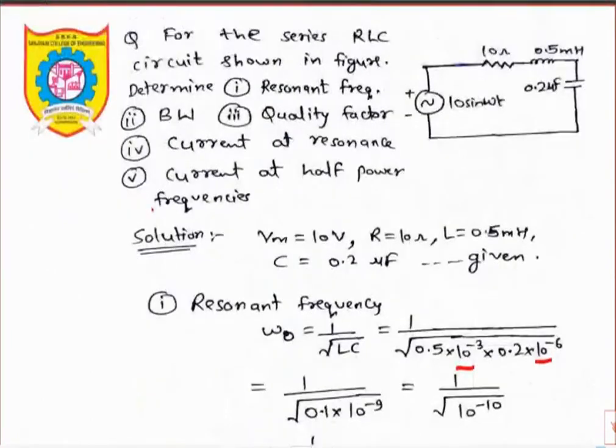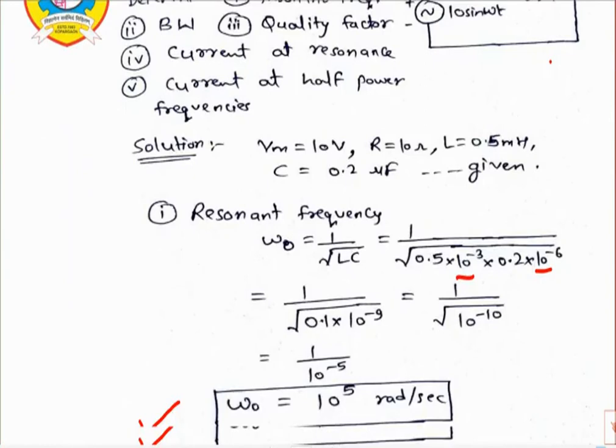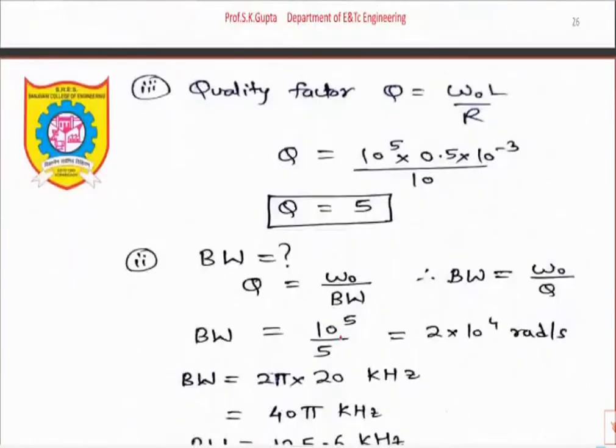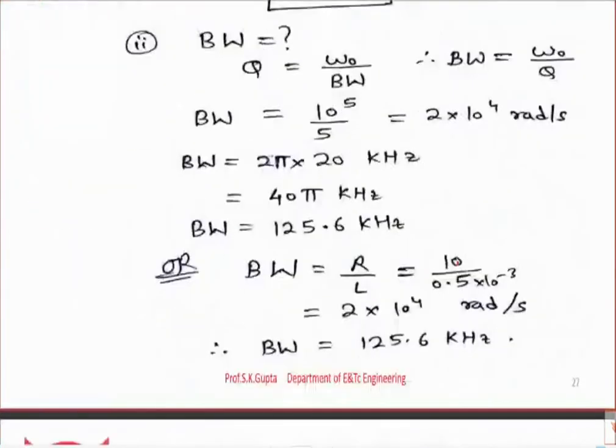Now next we have to calculate bandwidth. What is the bandwidth formula? R upon L. R is 10 ohm and L is 0.5 millihenry. So 10 upon 0.5 millihenry, how much? 10 upon 0.5 millihenry is 2 into 10 raised to power 4 radian per second.